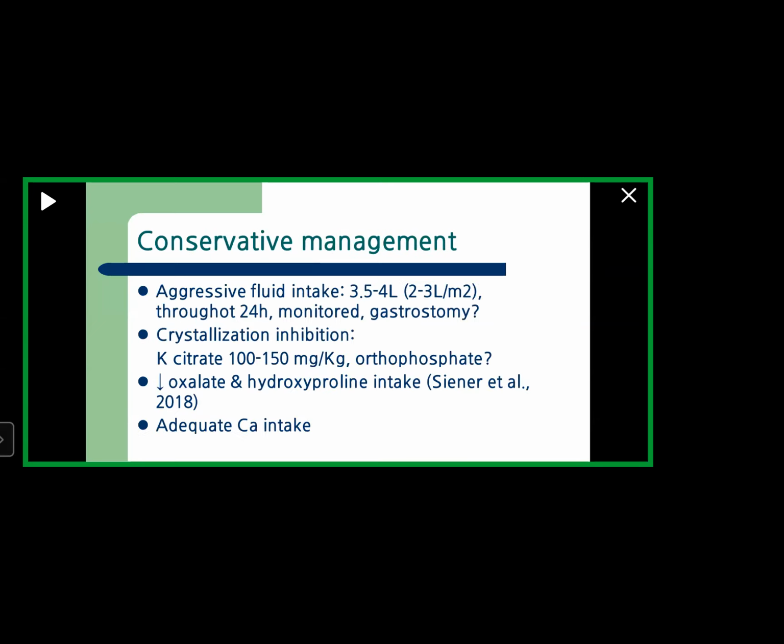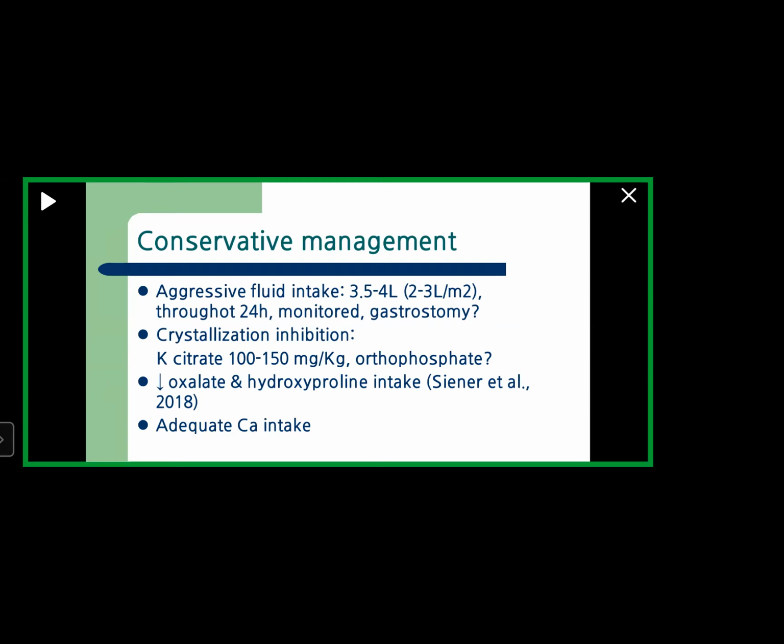Conservative management basically consists of aggressive fluid intake. The amount reported is 2 to 3 liters per meter square or up to 4 liters in an adult throughout 24 hours. You cannot let the patient take that amount just packed in a few hours and remain the rest of the day dehydrated. And even some guidelines recommend monitoring of that intake through following urine concentration, urine specific gravity, and sometimes more sophisticated tests such as crystal size and supersaturation studies in order to monitor that.